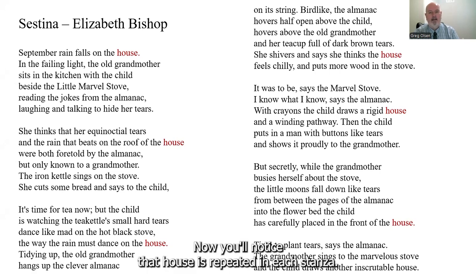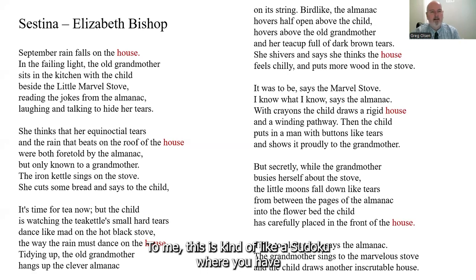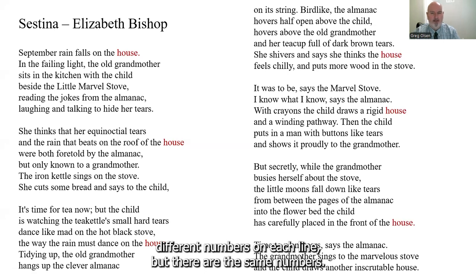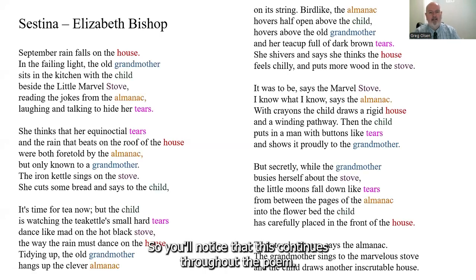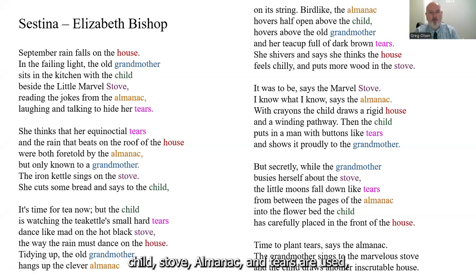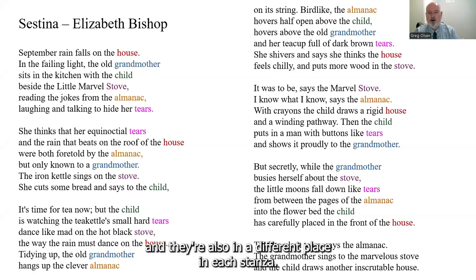Now you'll notice that "house" is repeated in each stanza, but it's in a different place each time. To me, this is kind of like a Sudoku, where you have different numbers on each line, but they're the same numbers. We get this same type of structure here within a sestina. You'll notice that this continues throughout the poem. Not only is "house" used at the end of a line in each stanza, but also "grandmother," "child," "stove," "almanac," and "tears" are used. And they're also in a different place in each stanza.